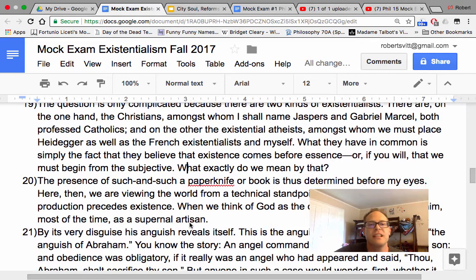All right. Number 20. The presence of such and such a paper knife or book is thus determined before my eyes. Here, then, we are viewing the world from a technical standpoint, and we can say that production precedes essence. When we think of God as the creator, we are thinking of him most of the time as a supernal artisan. All right. What is he saying here?